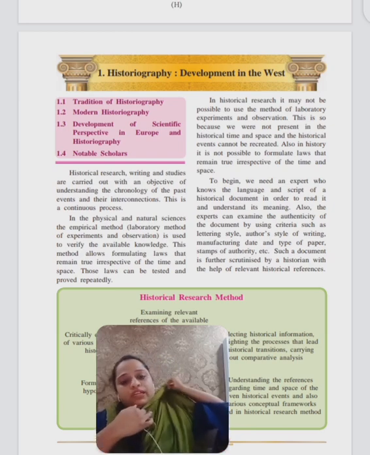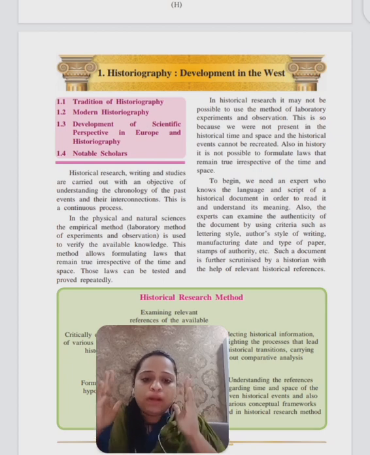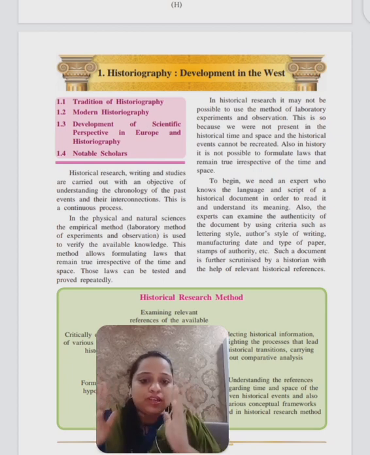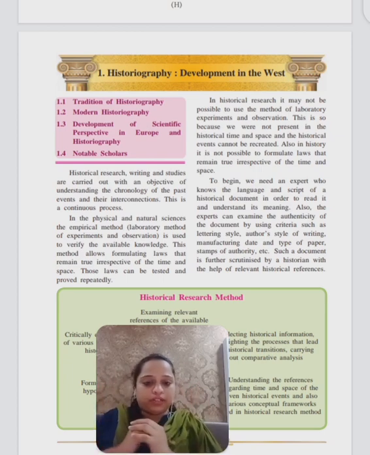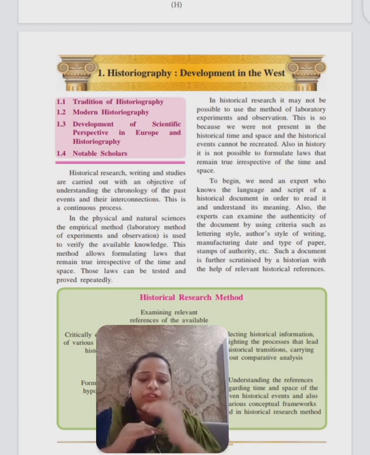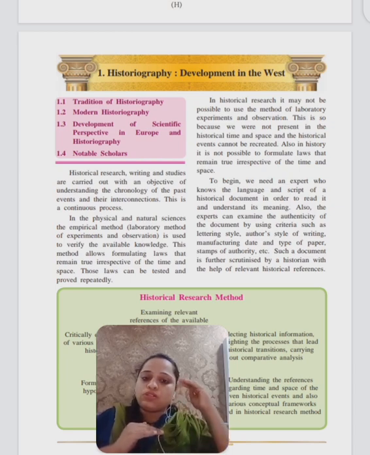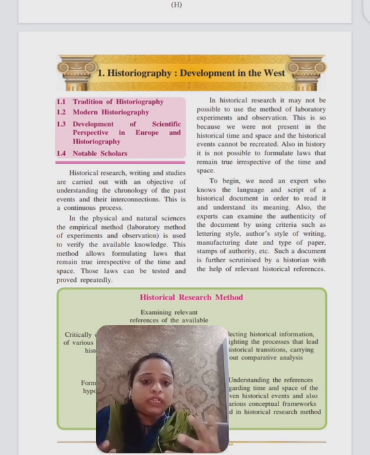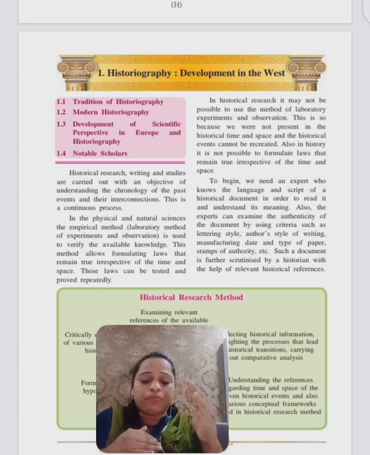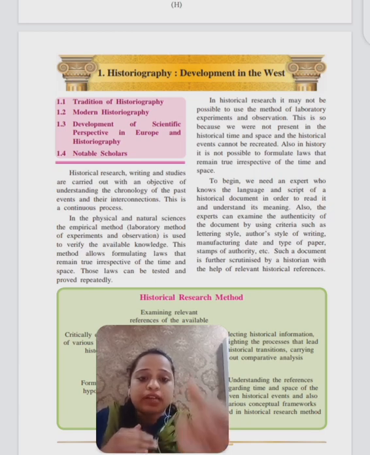To begin, we need an expert who has knowledge of the language as well as the script of the historical document. It's very important. We should go through the knowledge of an expert. An expert knows the language and the script of a historical document. In order to read it and understand its meaning, the expert can examine the authenticity of the document by using various criteria.